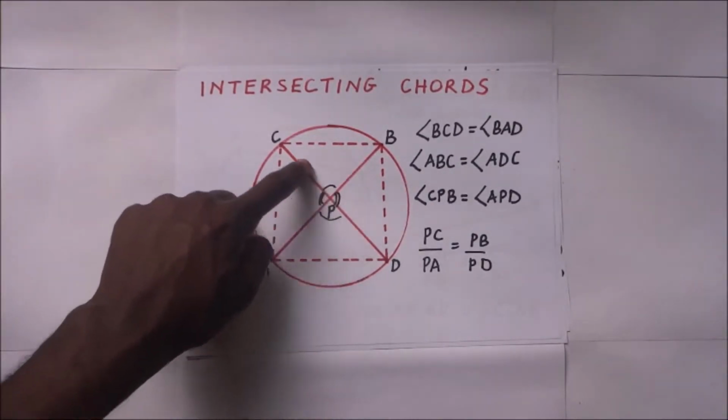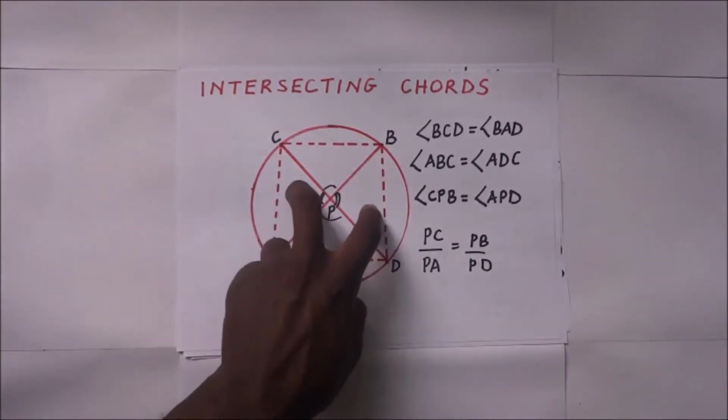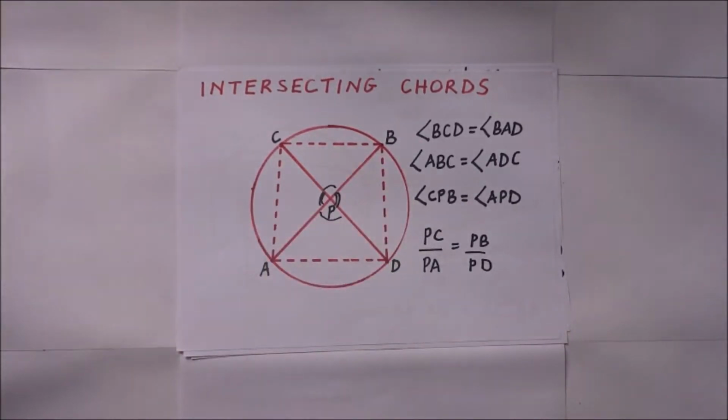It's the same with this one. This triangle also is equivalent; these triangles are similar. So that's how we interpret when the chords are intersecting in that kind of way.